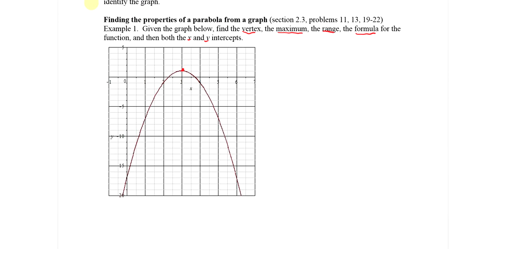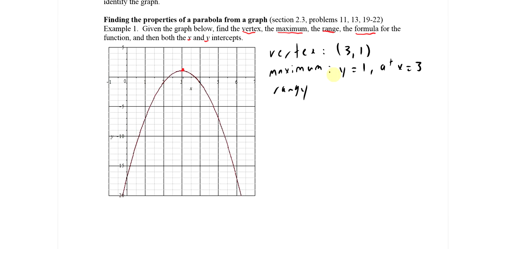So the vertex is a point, so it's got an x-coordinate and a y-coordinate. X-coordinate 3, y-coordinate is 1. Maximum, when we refer to a maximum, we're referring to the y value. So the maximum is y equals 1, and that occurs at x equals 3. What's the range? Well, the range is everything less than or equal to the maximum. So y less than or equal to 1, or if you like interval notation, you can write it like that. So the highest point on the graph is at y equals 1, and so the range is all the y's less than that.